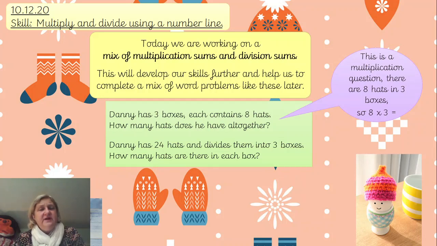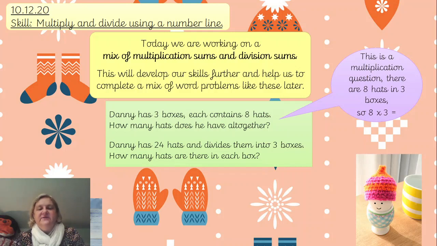Can you do that one the other way round? Yes, you can. Okay, because it doesn't matter with multiplication sums what order you do that in. Okay. Danny has 24 hats and divides them into 3 boxes. How many hats are there in each box?